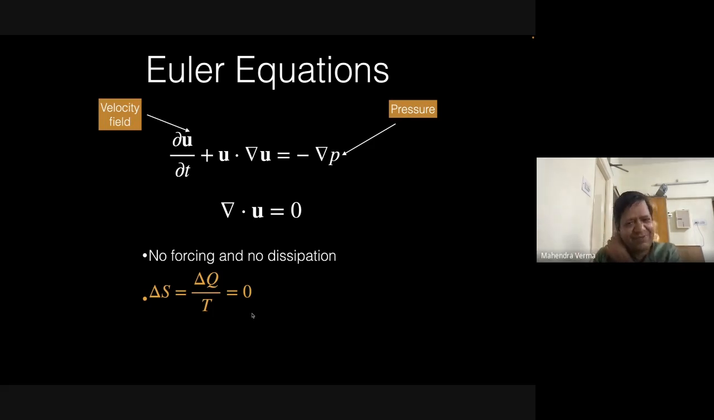Well, first of all, it's not defined here, but let's make T constant. So since there is no dissipation, delta Q is 0. So if delta Q is 0, whatever T may be, delta S is 0. So there is no change in entropy. That means there is no change in order. Entropy is supposed to be a measure of order. So order does not change for this system.